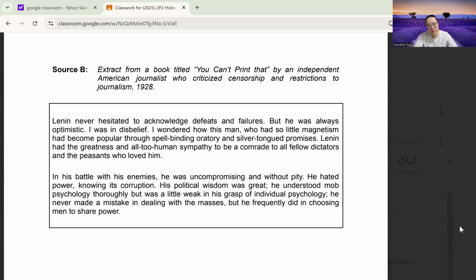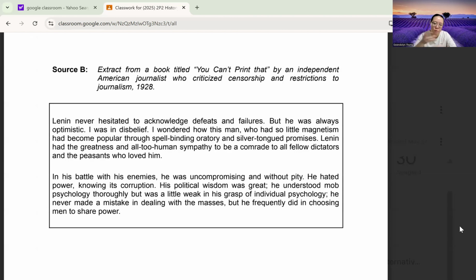So do you think that on the overall, the main message, the tone, is it supportive or critical? Is it supportive or critical of the use of censorship and restrictions? Okay, I hope you actually selected supportive, because this is supportive, and you can see that through the author's praise for Lenin.